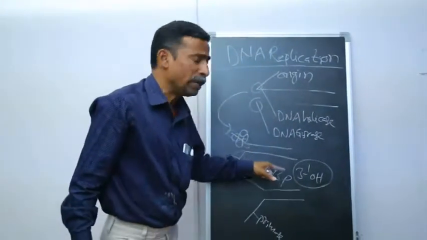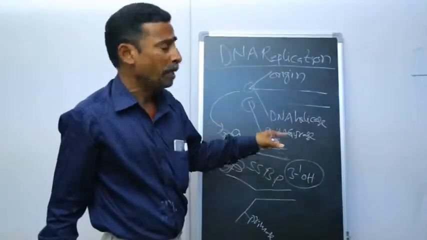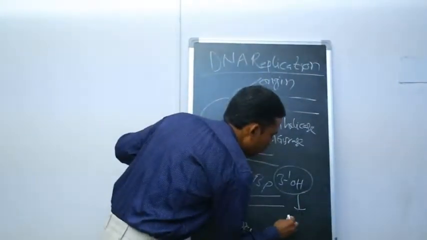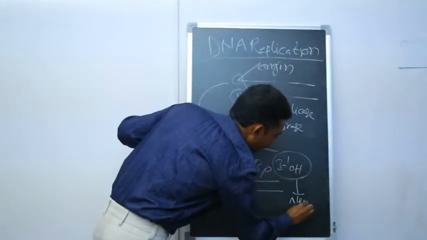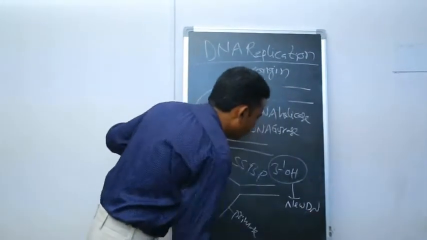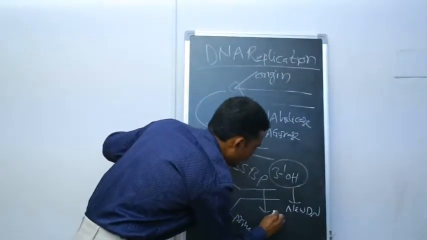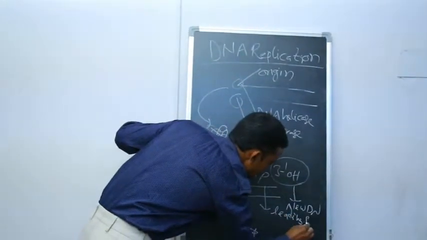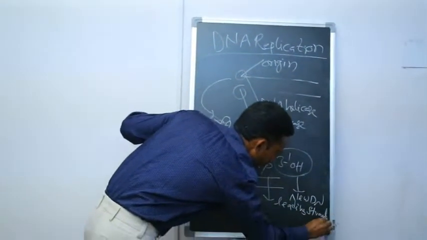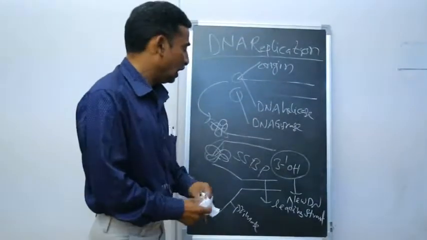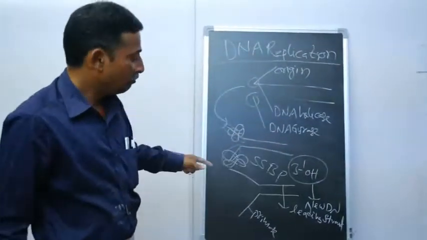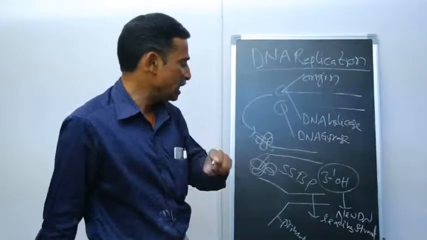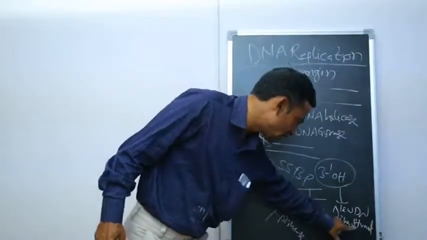The nucleotides of DNA produce the new DNA. It produces the new DNA. So this strand is called the leading strand. Simultaneously, when DNA progresses, that strand is called the leading strand.